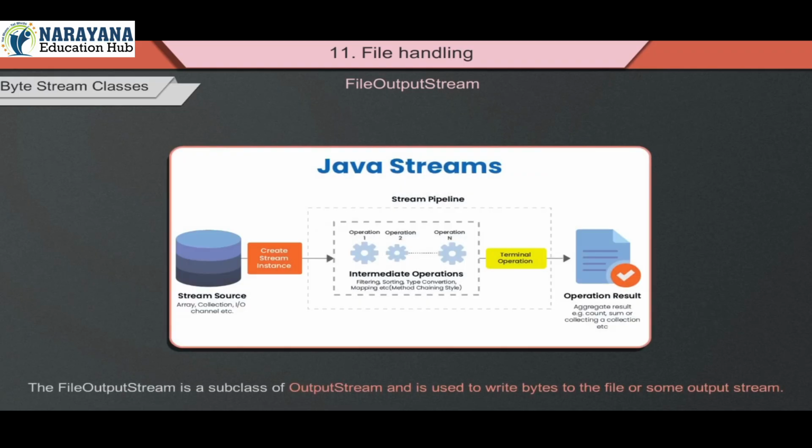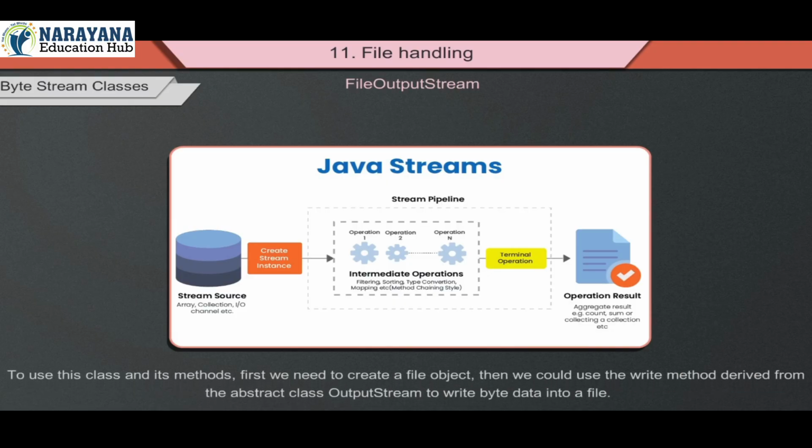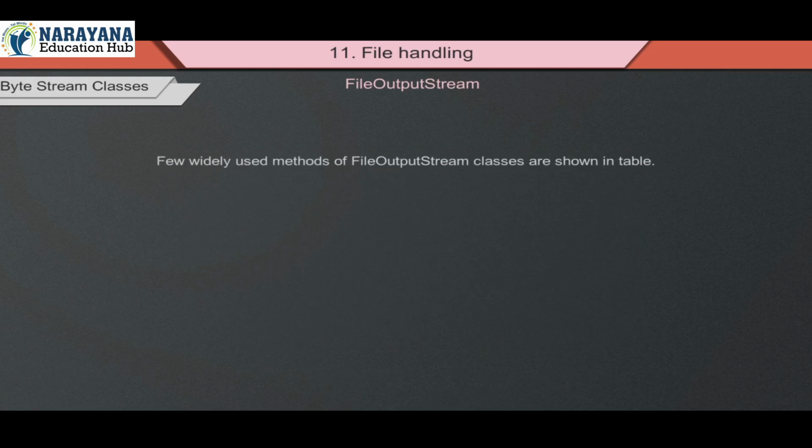FileOutputStream. The FileOutputStream is a subclass of OutputStream and is used to write bytes to the file or some output stream. To use this class and its methods, first we need to create a file object. Then we could use the write method derived from the abstract class OutputStream to write byte data into a file. A few widely used methods of FileOutputStream class are shown in the table.